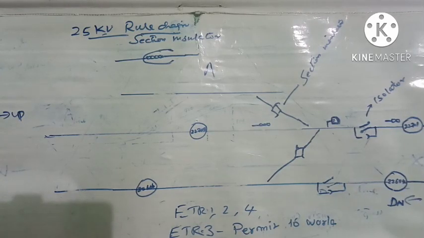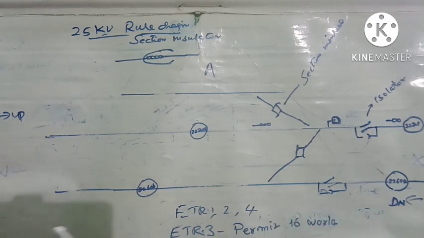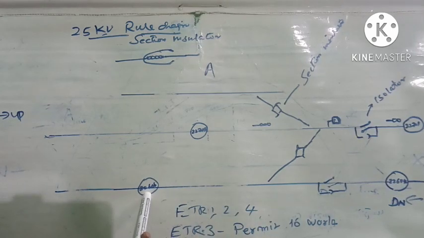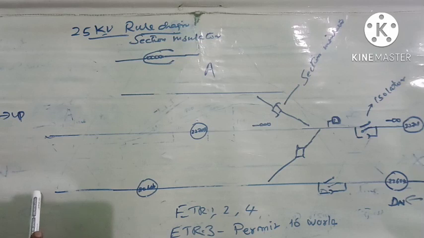This denotes the elementary section. In this down direction you can see the elementary section is given even number. Here it is 22604, here it is 22606, and the next elementary section will be given 22608. So in this way even number will be given in the down direction.